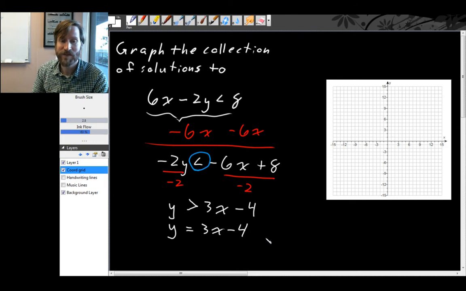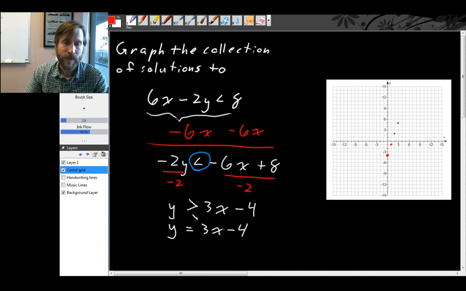The y-intercept of this line is negative 4, so that's down here. And then the slope for this line is 3, so we can go over 1 and up 3. Over 1 and up 3, over 1 and up 3. And so our line is going to be the line through these points. Now I'm going to hold off on actually drawing that line just for a second.